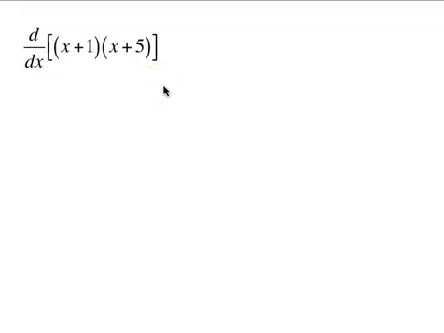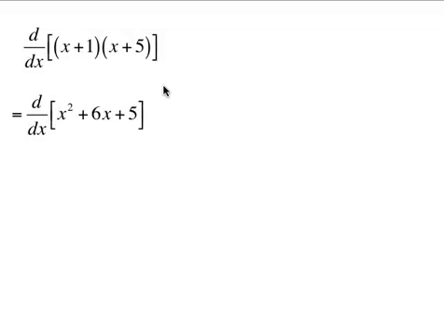So if we have two things multiplying, you do not simply multiply the derivatives. It is a more complex process. Well, let's see why the derivative of this is not 1. If we multiply those pieces out, x times x is x squared, x times 5 is 5x, 1 times x is 1x, 1 times 5 is 5, so we get x squared plus 6x plus 5.